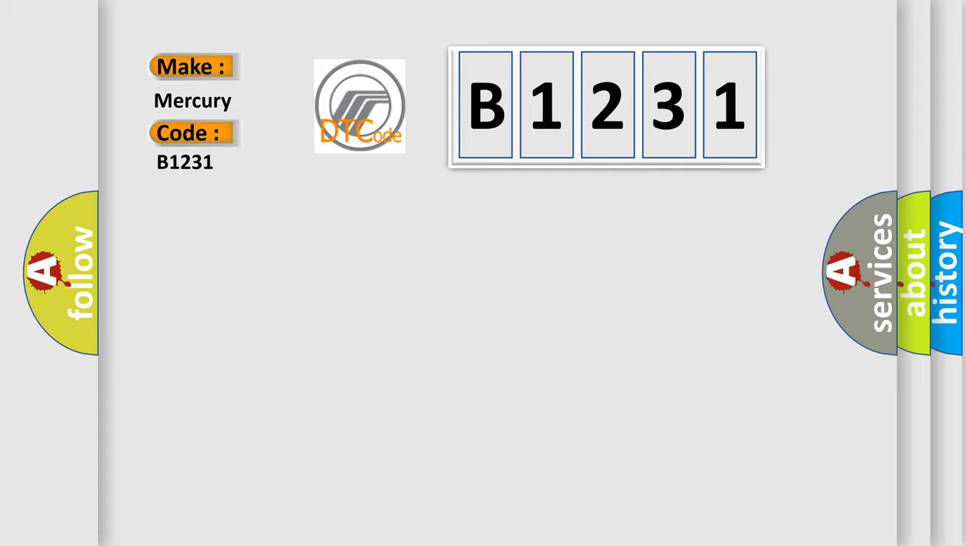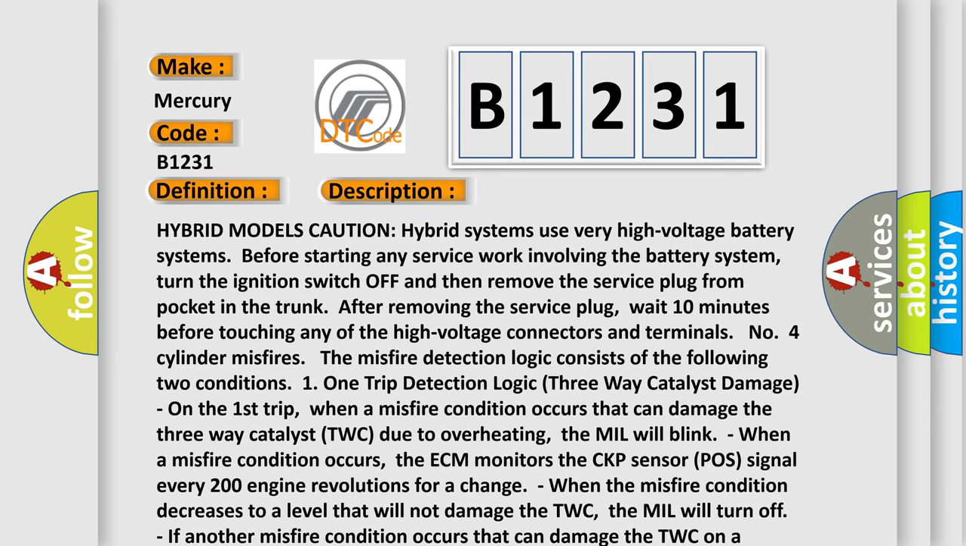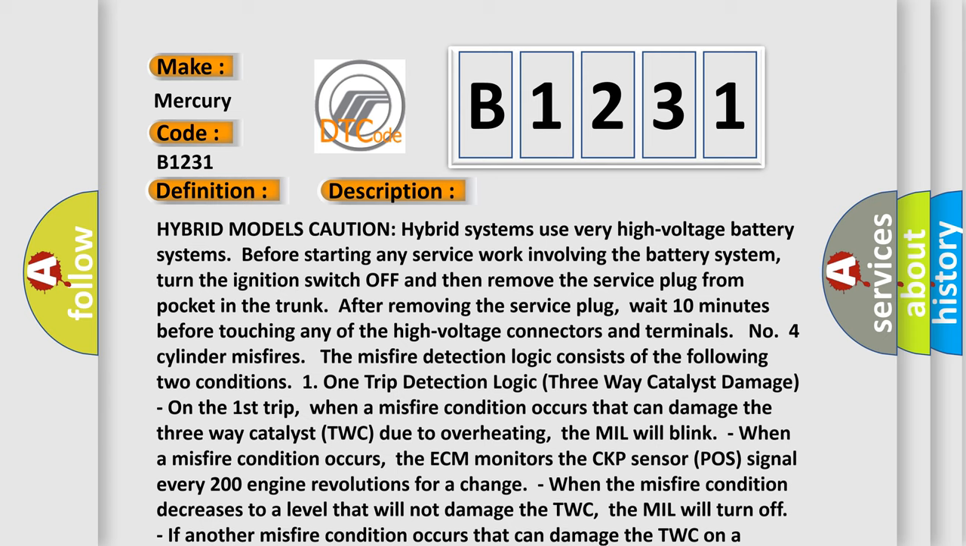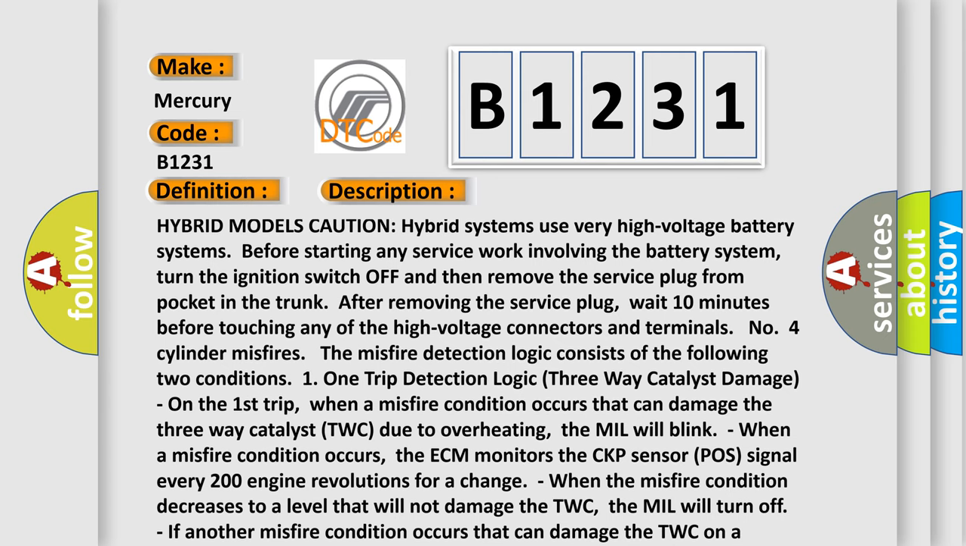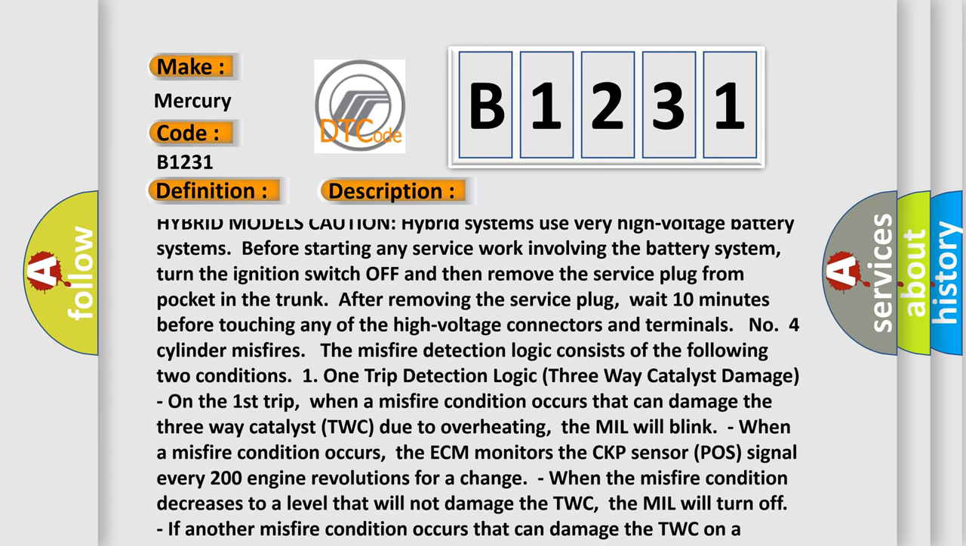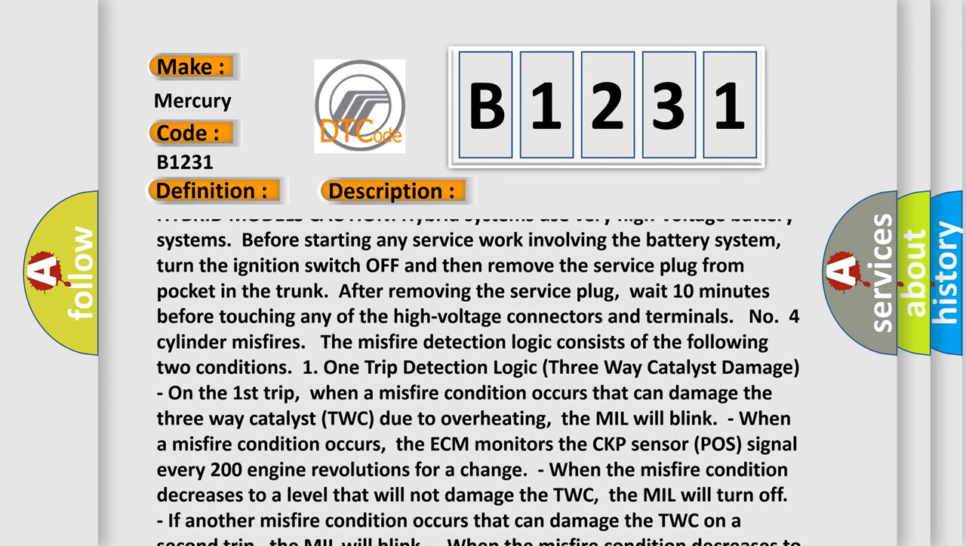B1231 interpret specifically for Mercury car manufacturers? The basic definition is: number 4 cylinder misfire detected, includes hybrid models. And now this is a short description of this DTC code. Hybrid models caution: hybrid systems use very high voltage battery systems. Before starting any service work involving the battery system, turn the ignition switch off and then remove the service plug from the pocket in the trunk. After removing the service plug, wait 10 minutes before touching any of the high voltage connectors and terminals.